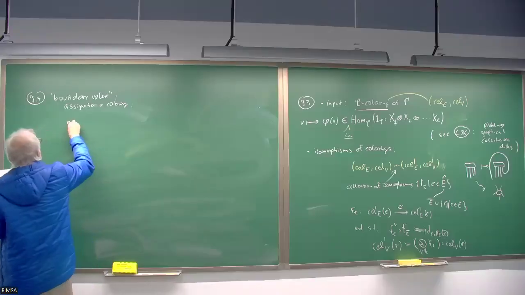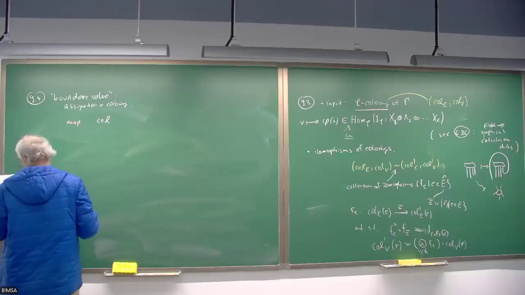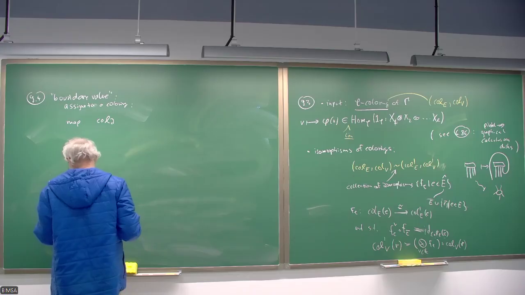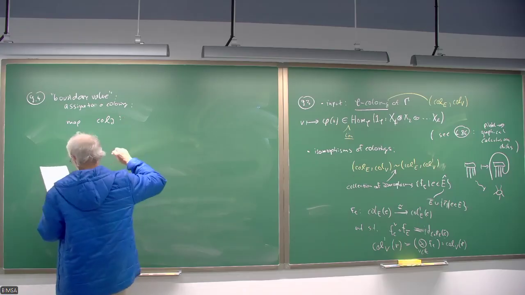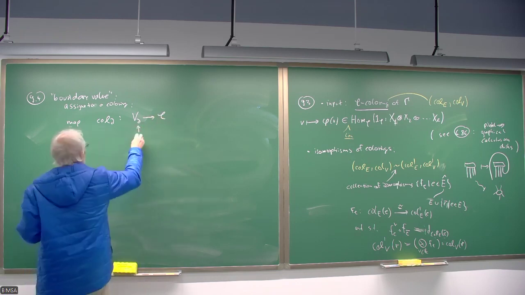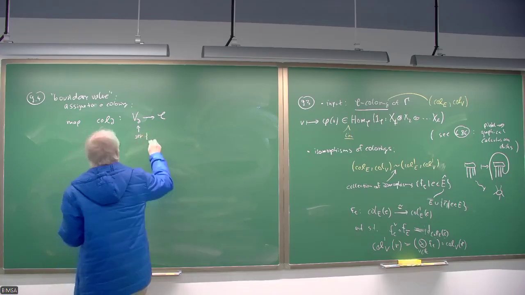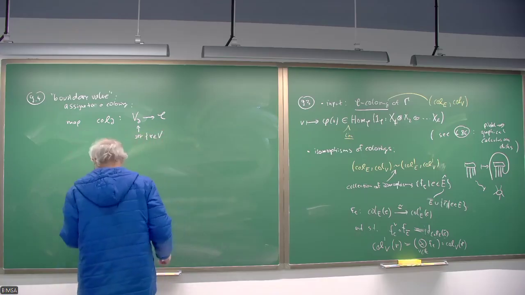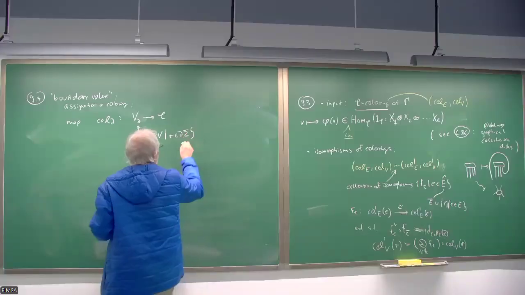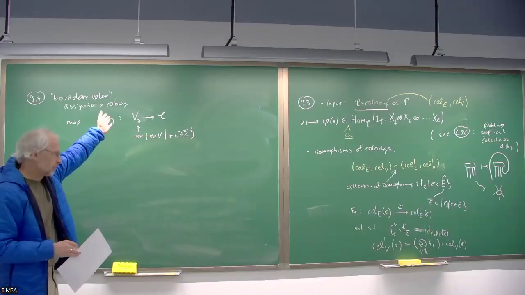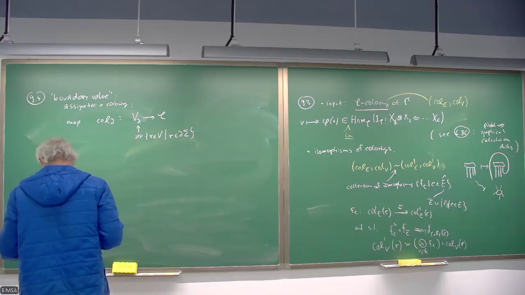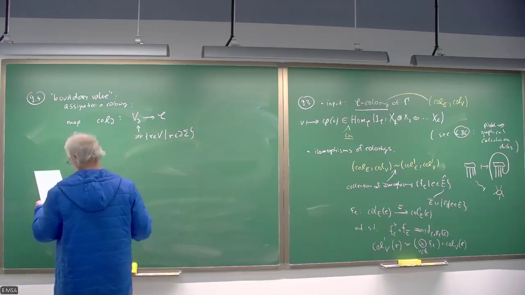This is a map, let's call it the boundary map, from V_D to C, where V_D is the set of all vertices such that they lie on the boundary, and as I had prescribed before, all of them will be univalent. And how is this? What does this look like?